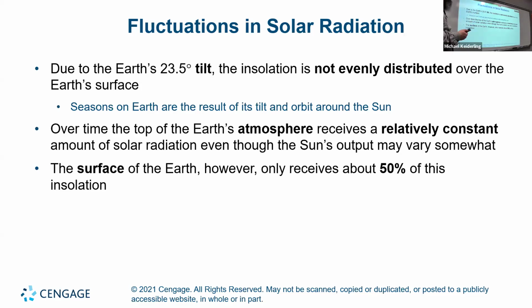So over time, the top of the Earth's atmosphere receives a relatively constant amount of solar radiation, though the sun's output may vary a bit, but the surface of the Earth only receives about half of this.